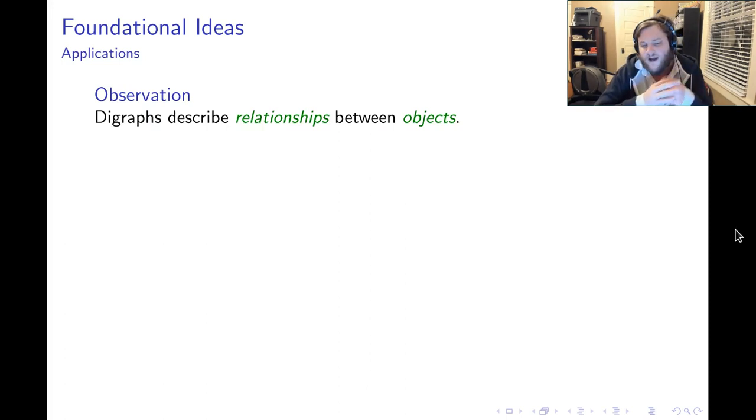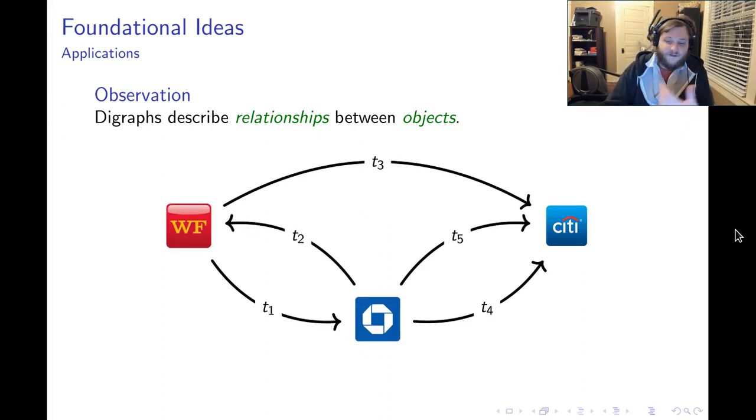And why are digraphs interesting and worth talking about? Well, in applications, digraphs are used to describe relationships between objects. So if you're thinking about something that you care about in the world, and that thing can be explained, at least modeled, by things that have relationships with one another, a digraph might be a useful tool to study the thing you care about. So here's a typical kind of example.